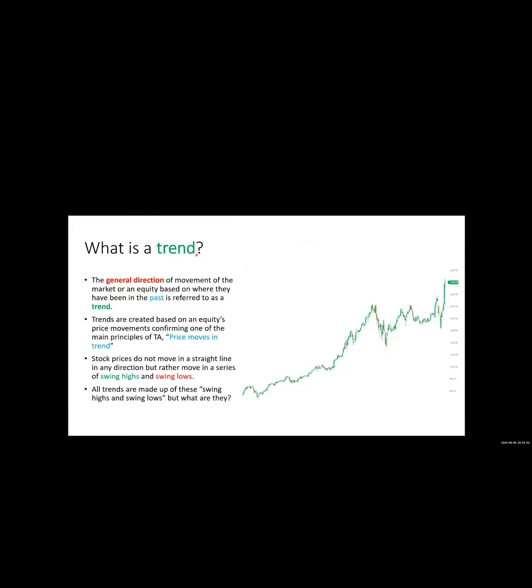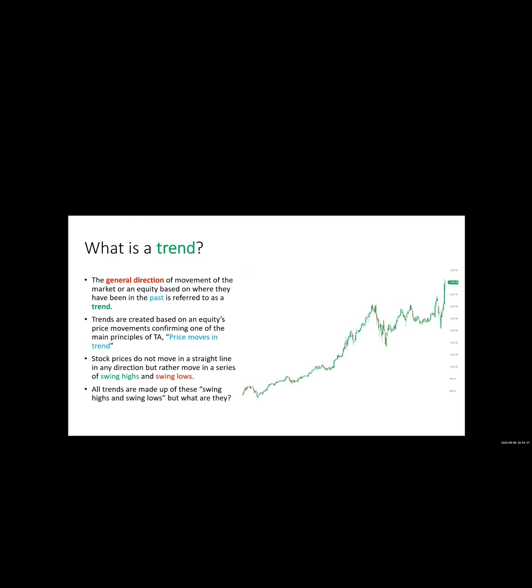So what is a trend? The general direction of movement of the market or an equity based on where it has been in the past is referred to as a trend. Trends are created based on an equity's price movements, conforming to one of the main principles of TA, that's technical analysis: price moves in trends. Now, let's take a look at this chart here on the right side. Just by looking at it, we can clearly say that the general direction of movement of price is up.